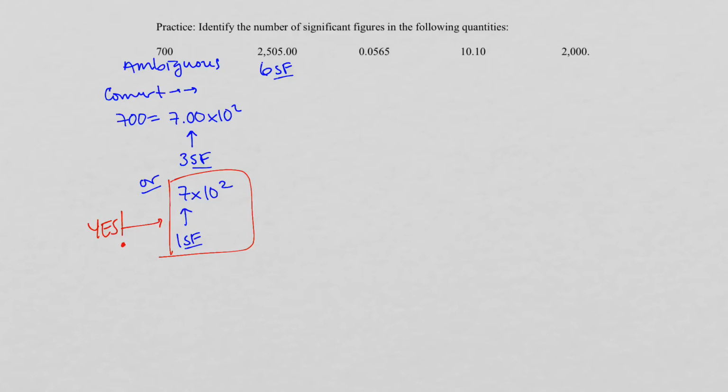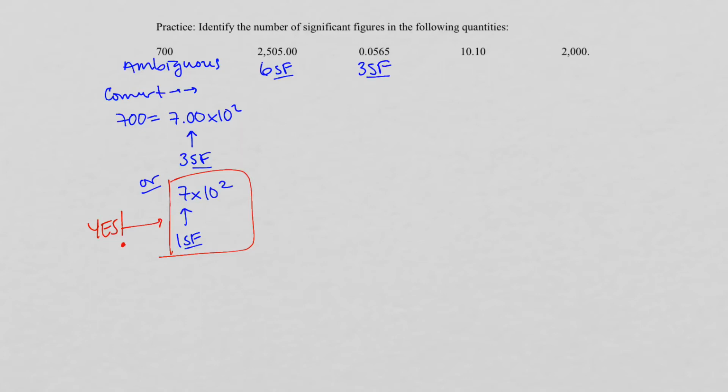In the next number, we do have a decimal point. But you see these zeros are leading, so that means they're not significant. They're just placeholding, saying that our first digit starts at the hundredths place. So we would have 1, 2, 3 significant figures here.